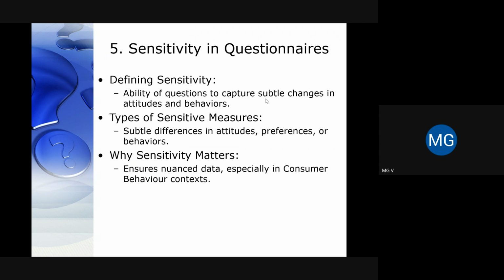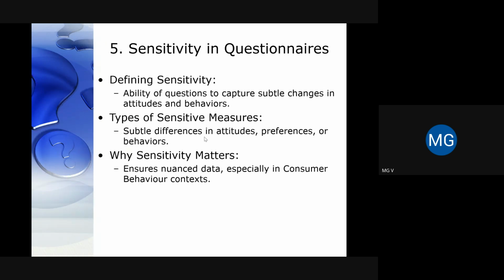Every question in research is called what? It is called an item, right? Yes. Sensitivity is essential for capturing slight changes in respondents' attitudes or behaviors.